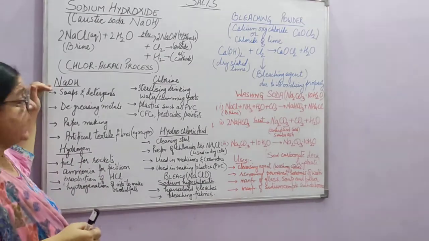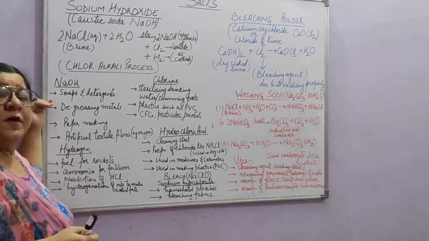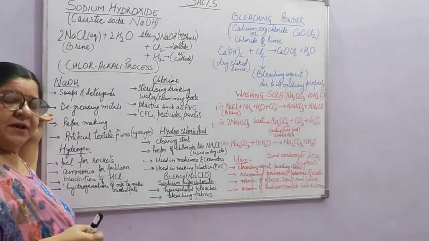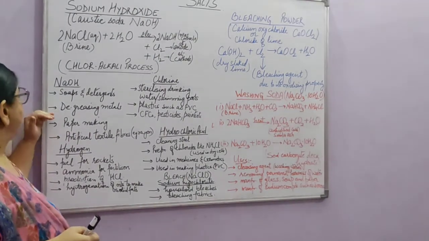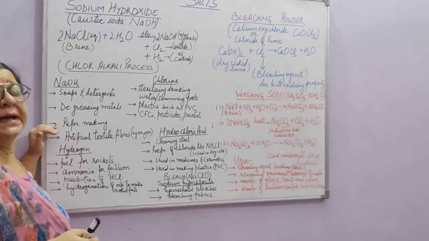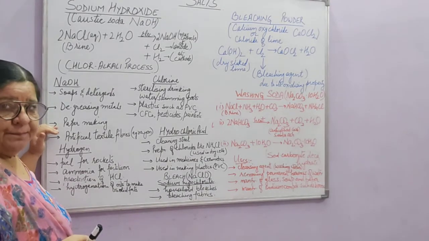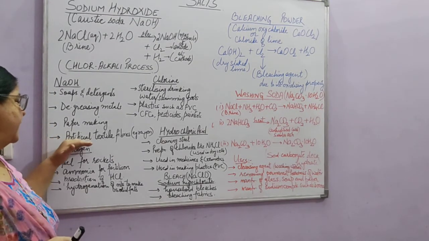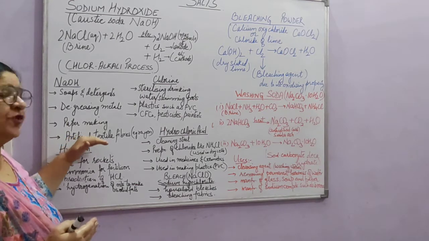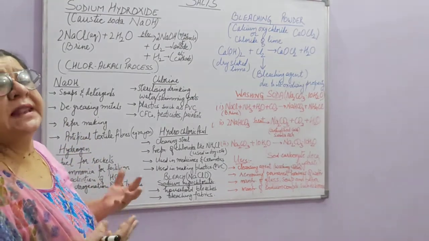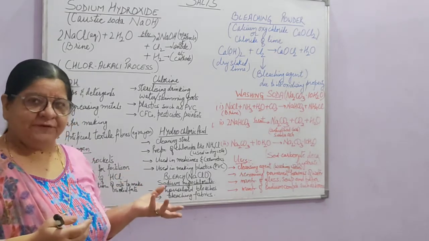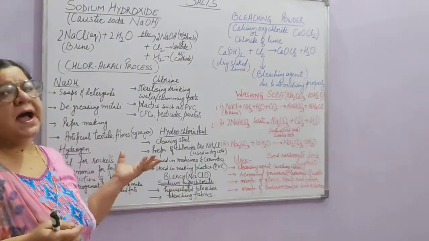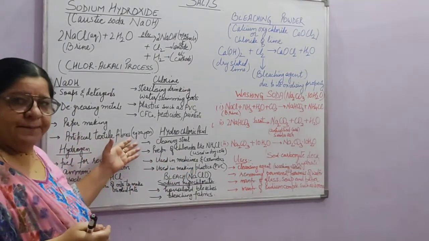Sodium hydroxide is used in the preparation of soaps and detergents. It is used for degreasing metals. It is also used in the manufacturing of paper. Then it is also used for preparing artificial textile fibers like rayon. Rayon is an artificial fiber, right? So sodium hydroxide is also used for preparing artificial textile fibers.